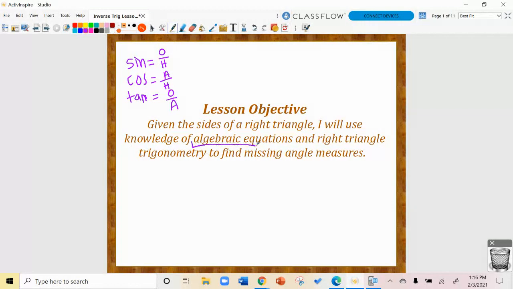Given the sides of a right triangle, I will use my knowledge of algebraic equations and solving multi-step equations, and right triangle trigonometry, to find missing angle measures. We've done a lot of work with finding missing sides, setting up ratios, and identifying the sides, finding a side if you have two, and solving the triangle if you have an angle and a side. And remember, this is only right triangles.